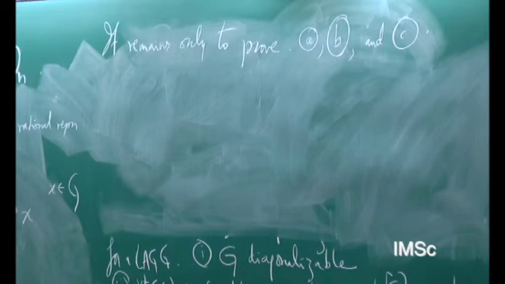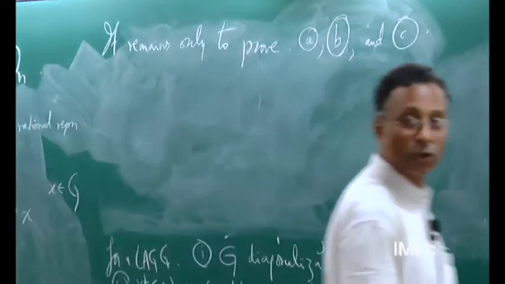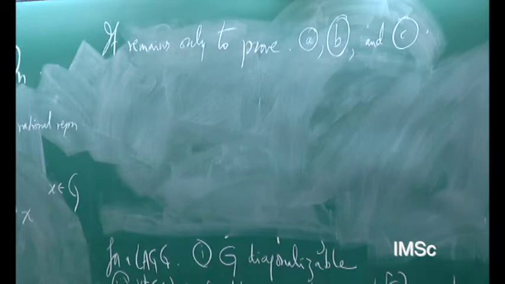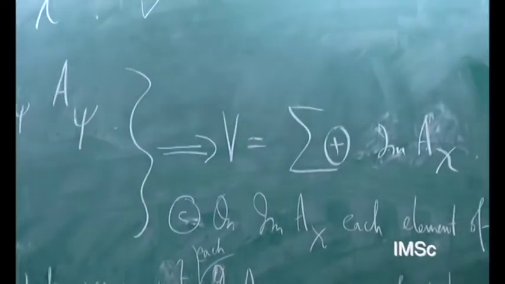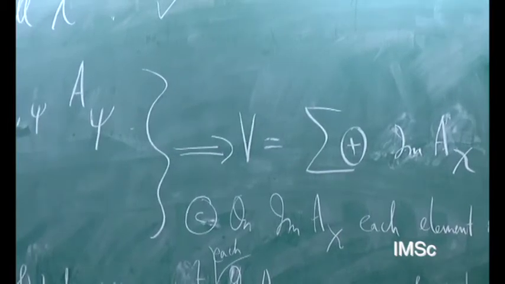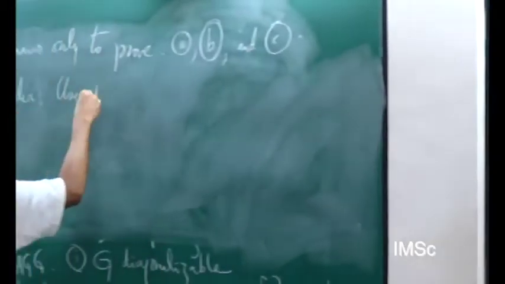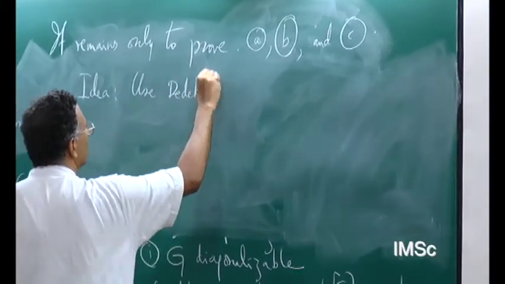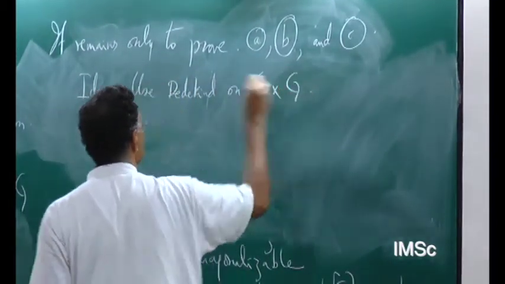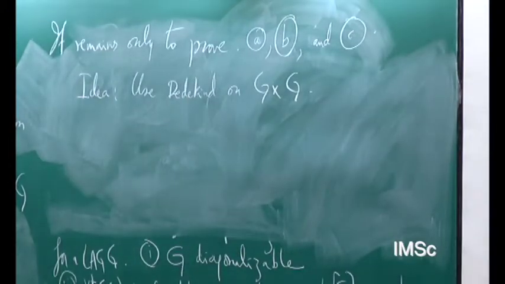Okay, let's see what he says. So the short proof, this is what all the book says, is that the idea is to use Dedekind on G cross G. This is what he's saying. That's all there is. Of course, we have to now expand on this and see what he means by this and write it out, and that will give us the proof.